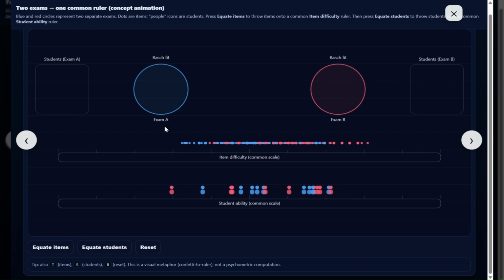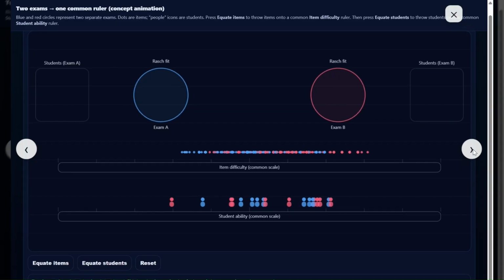So this one should bear that in mind. This is the most important aspect that the Rasch model can do.